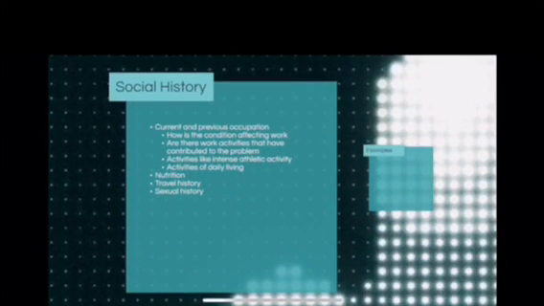Social history, really important. You want to know what their work is. I mentioned my guy with rheumatoid arthritis that had trouble with his work as a mechanic. One, the condition could be affecting work. So how is it affecting their work? Are there work activities that have contributed to the problem? So maybe it's not just that their condition is keeping them from working well. Maybe it's the work that's caused the condition.